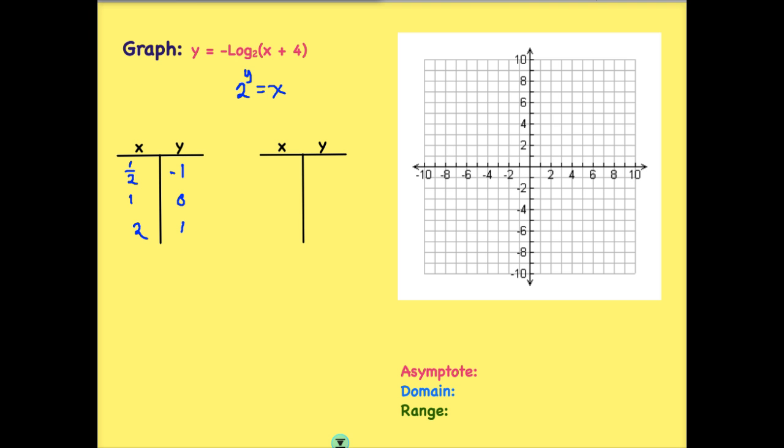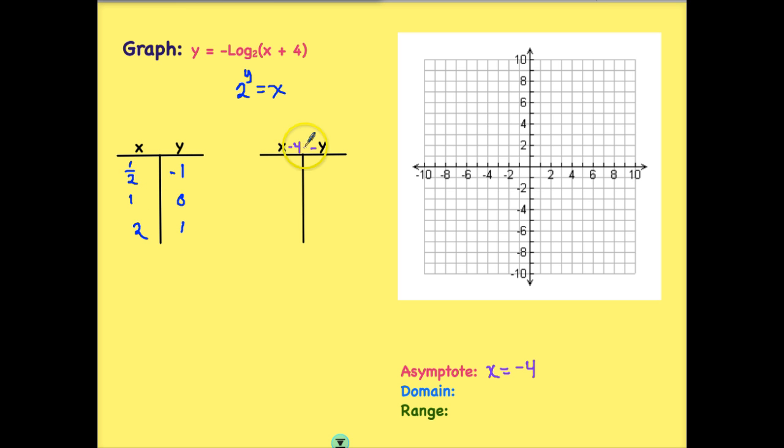Now how about the transformations? Remember, when we have a negative out front, that means we have a reflection across the x-axis, which means that y was negative. How about this plus 4 here? Remember, that means we're going to subtract 4 from all the x coordinates. This is also considered our h, right? X plus h. Anytime we have a change to h, that's also going to change our asymptote. So now we know we're going to have an asymptote at x equals -4.